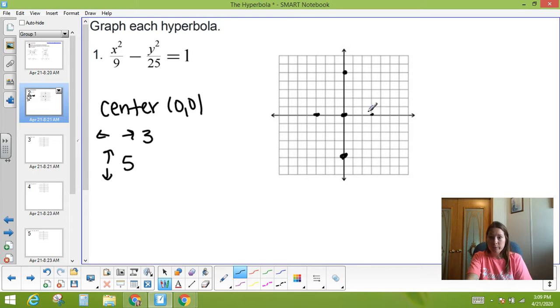All right, so if it was an ellipse, if this was a plus sign, we would just draw an oval and we'd be done. But it's a hyperbola. We have a minus sign. Well, we did until I made it a plus sign.